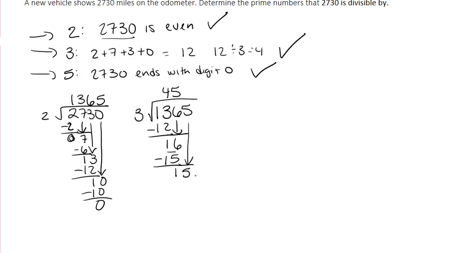Next, we bring down the 15. Now 3 can go into 15 5 times. So 3 times 5 is 15. Subtract, we get 0. So then we take this number and we're going to break it down by the next number, which is the 5.